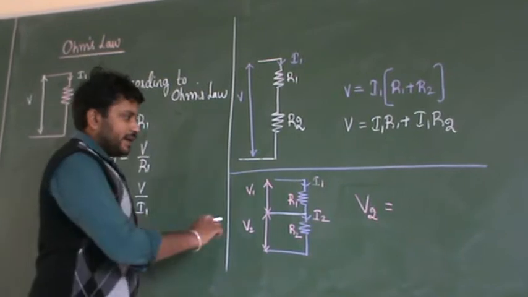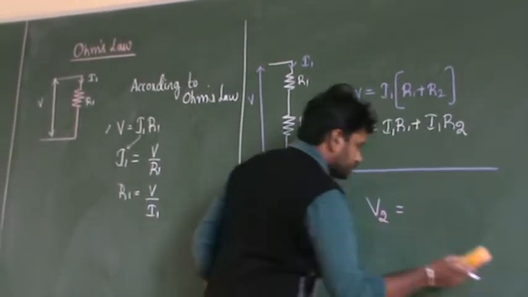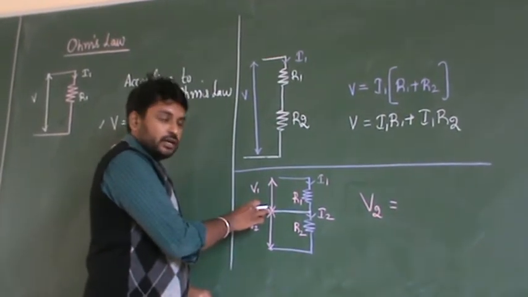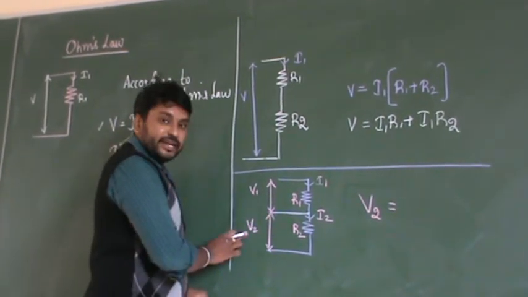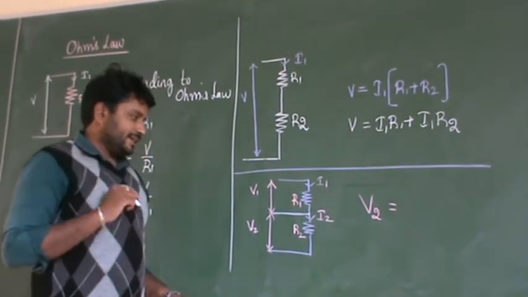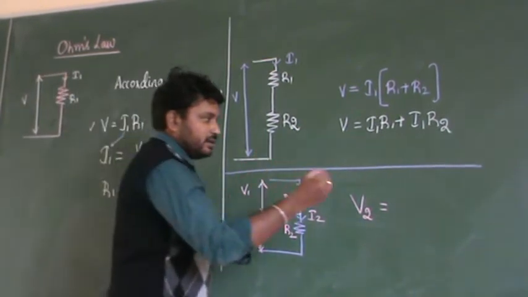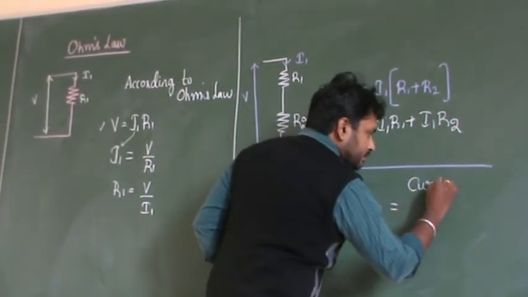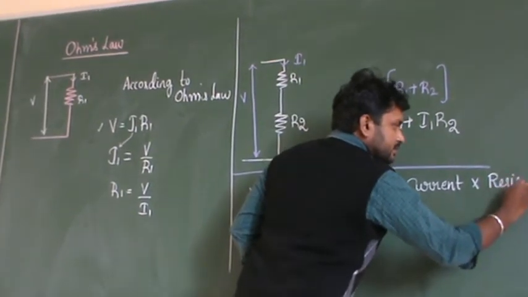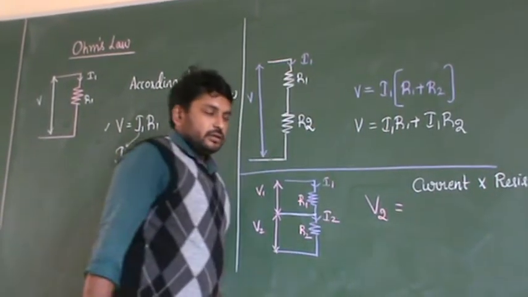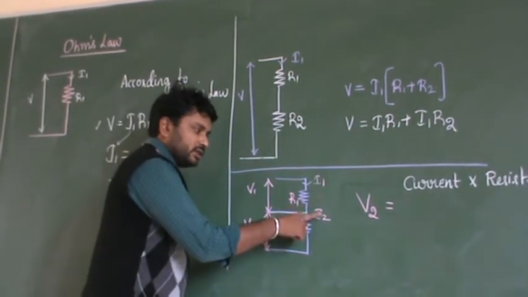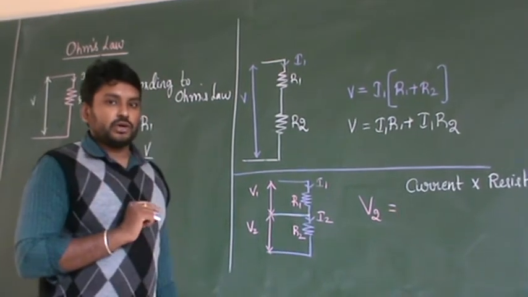So now what have I written here? The voltage across R1 is V1. The voltage across R2 is V2. So how to write the V2 equation? I can easily write it again as current into resistor. Right? Current into resistor. But which current do you have to consider? Only I2, or do you have to consider both I1 and I2? That is your doubt, right?